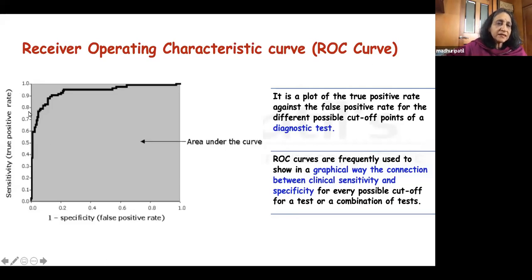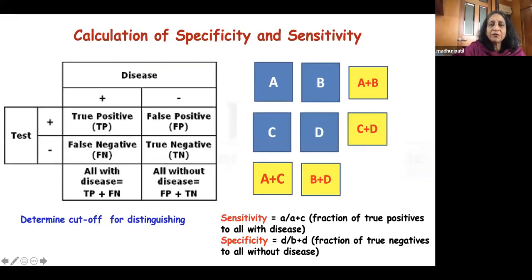So you can see the x-axis will have the specificity or the false positive, whereas the y-axis will have the sensitivity or the true positive. And then we plot the curve, and this is the area under the curve. So I will also show you how we do it. Basically you can divide it like this. You can have true positive and false negative in all the cases which have disease, and then you have false positive and true negative in all patients who do not have the disease.